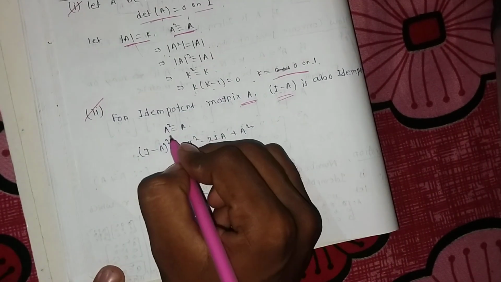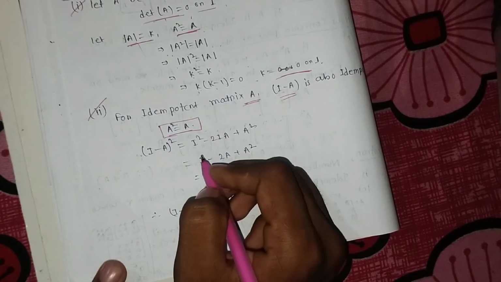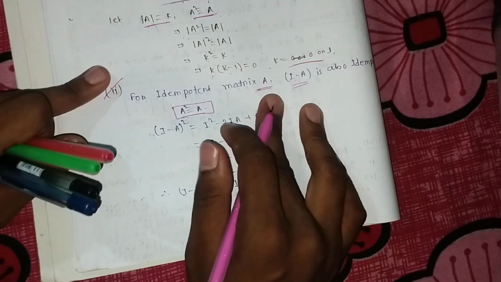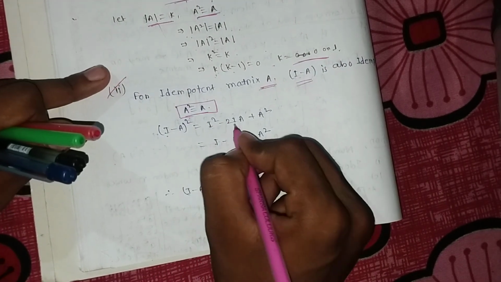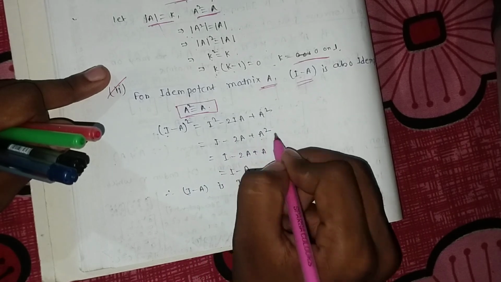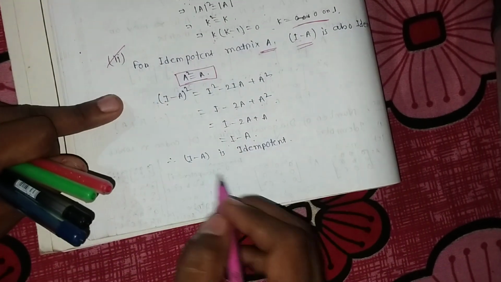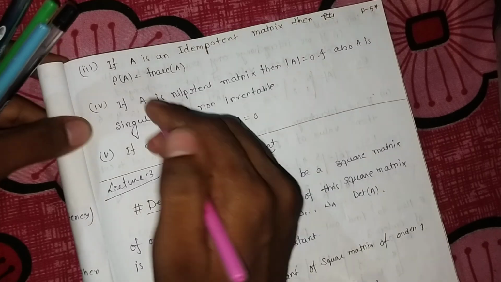If A is idempotent, then A square is equal to A. So I minus A whole square is equal to I square minus 2IA plus A square, that is I minus 2A plus A, so I minus A. Okay, so I minus A is also idempotent because it is like A square equals A. And also some examples you can see.